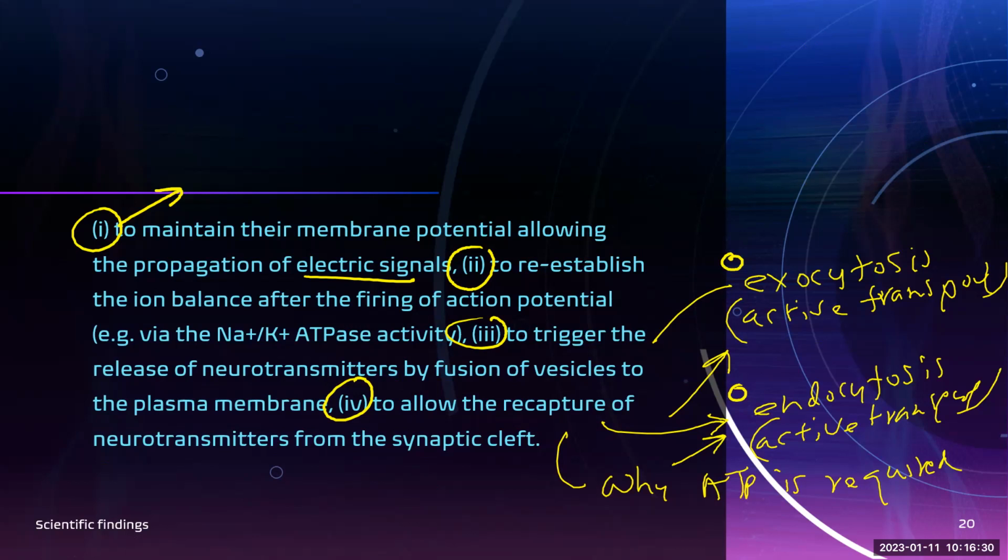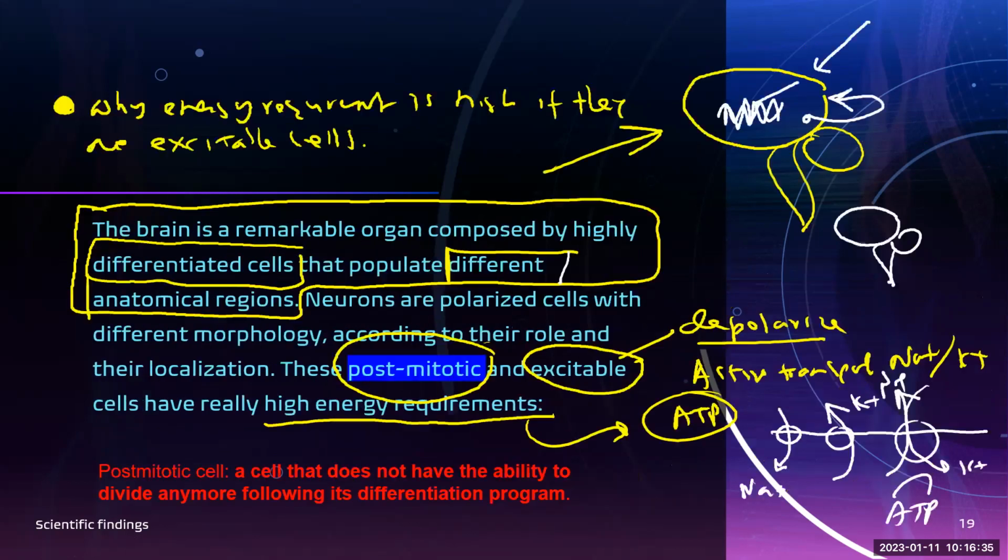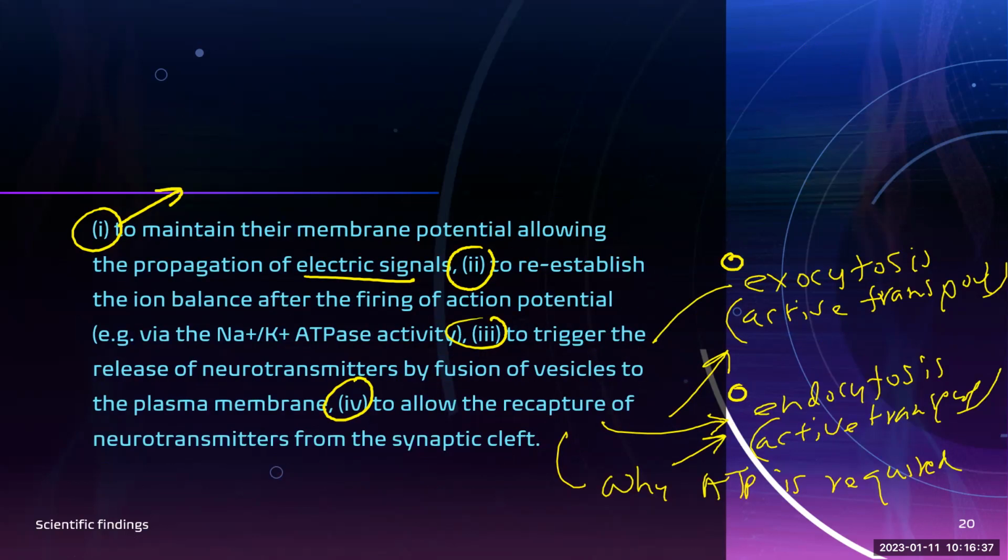Third, to trigger the release of neurotransmitters by exocytosis. It is also given. It's a good question, but the answer is given. Membrane polarization, and then the exocytosis. And fourth, to allow the recapture of neurotransmitters from the synaptic cleft. Now, they have given this, but in case there is a possible question, if you ask about any of the events, like, explain how energy is required for the recapture process.